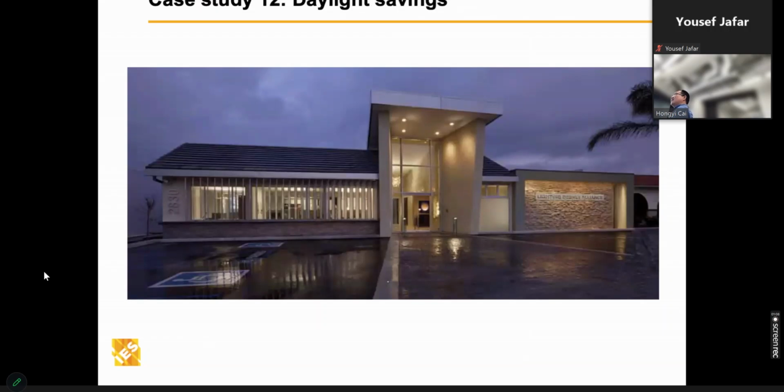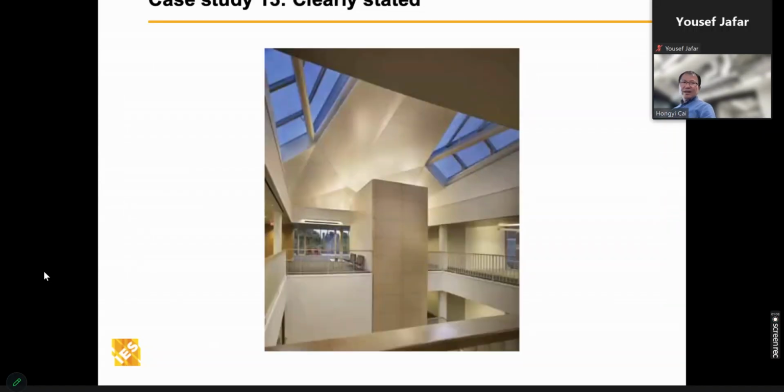Daylight savings. This is another project. It shows you how you can save some energy by using daylight harvesting technologies. Another project is inside a parking space. They have a lot of skylights on the roof. How they designed the skylights is integration with electric lighting and for the benefit of the space. You can also take a look if you're interested. I think that's it.